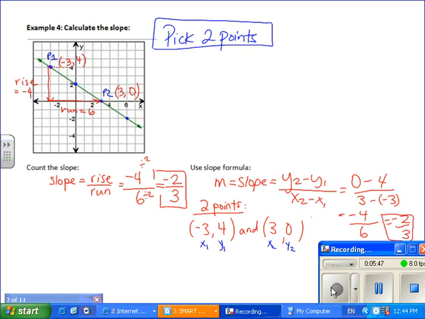Okay, that is my slope. My slope is equal to negative 2 over 3. So I get the same answer no matter which way I do it. And again, you could have picked any 2 points on this line. So we just happen to pick those 2.